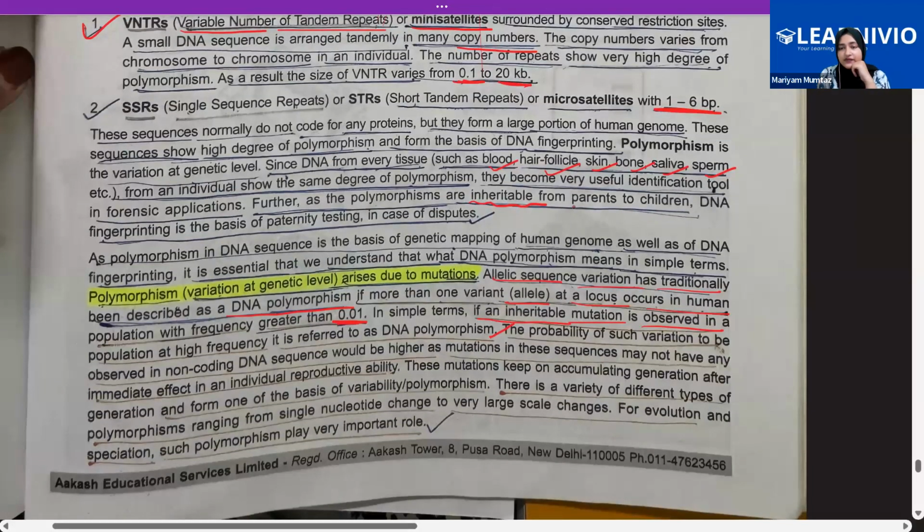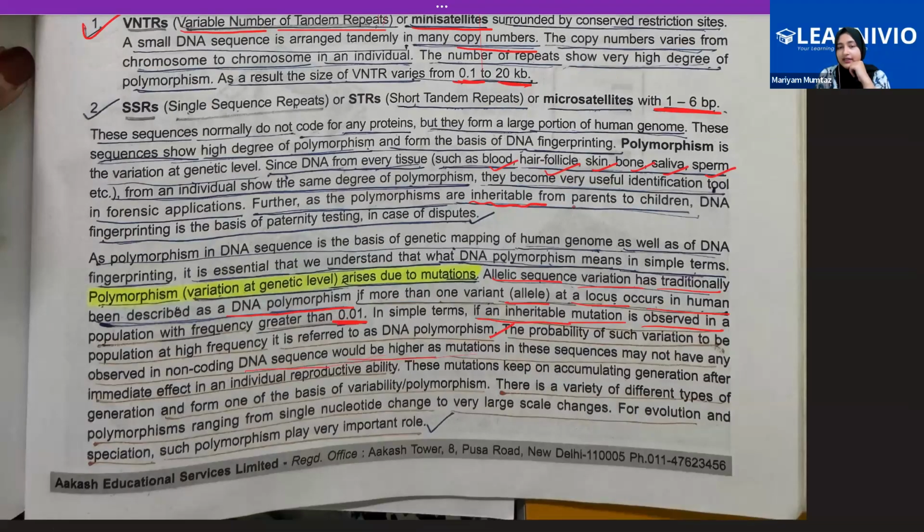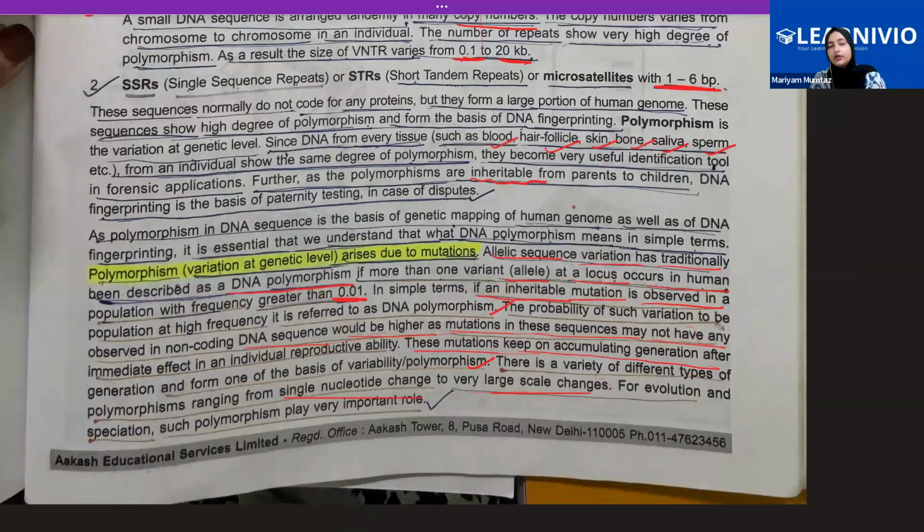So the probability of such variation to be observed in non-coding DNA sequence would be higher, as mutation in these sequences may not have any immediate effect on the individual's reproductive ability. These mutations keep on accumulating generation after generation and form one of the bases of polymorphism. Because of mutation, polymorphism arises. There is a variety of different types of polymorphism, from single nucleotide change to large-scale change. And even for evolution, polymorphism plays a very important role.